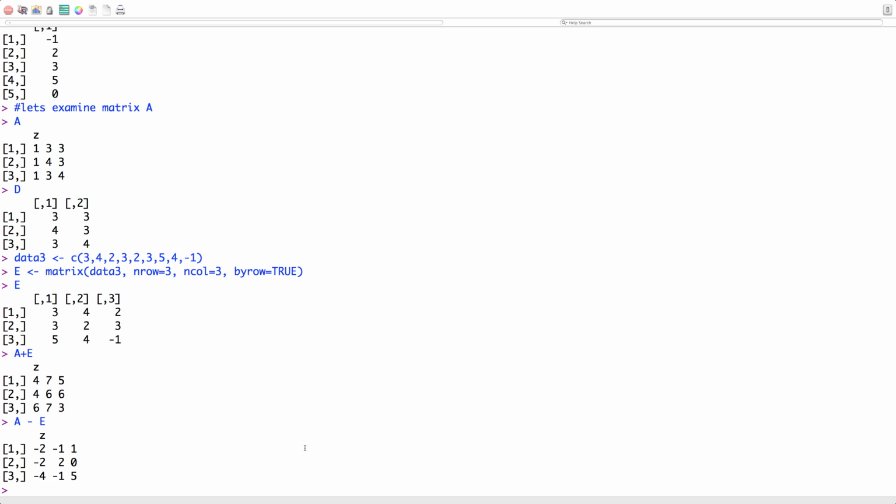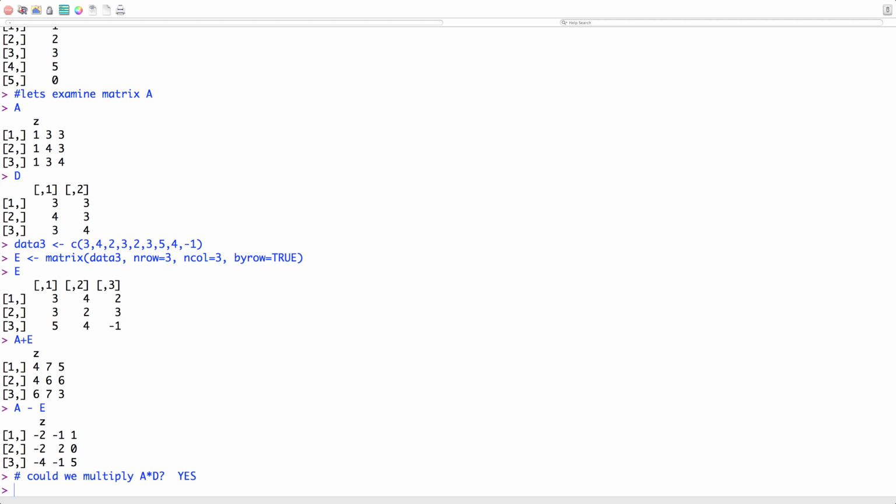Now, let's get into multiplying just a little bit. So, first of all, could we multiply A by, what do we have, D? Well, A is a 3x3. D is a 3x2, so we could multiply those, right? But if we go A times D, we're going to get in trouble.